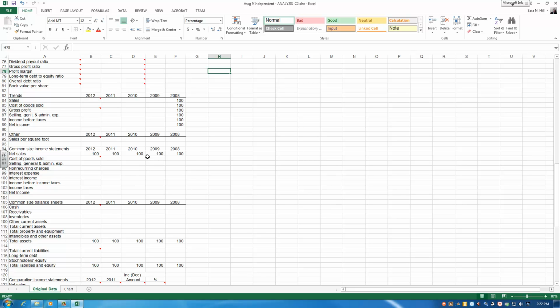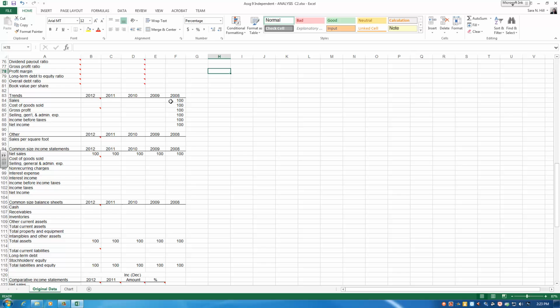Okay, so with trends, what we're doing here is just simply establishing a trend based on the base year. And in this case, the base year is 2008. That's why we've got 100% filled in column F, because for comparing 2008 to 2008, it would make sense that it would be performing at 100%. So what we're going to do is compare each of these years, 2009 through 2012, to 2008.